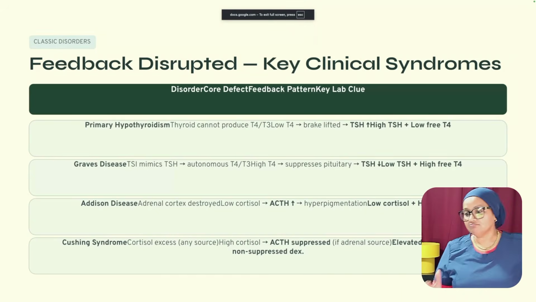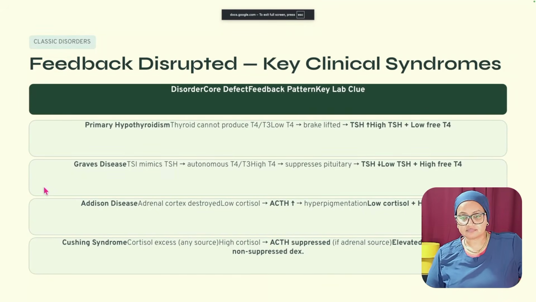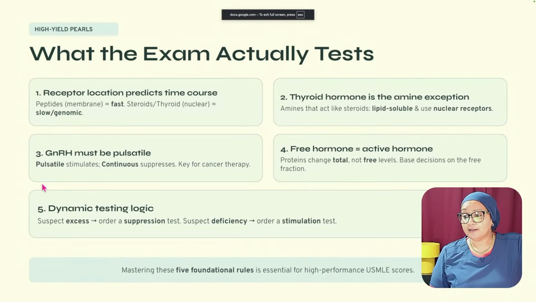So these are the different pathological processes that can actually affect the endocrine system.